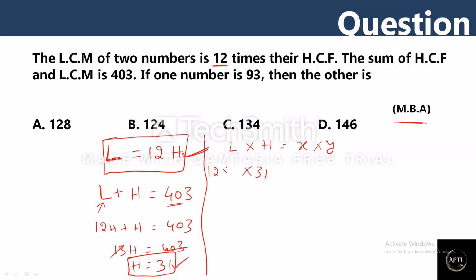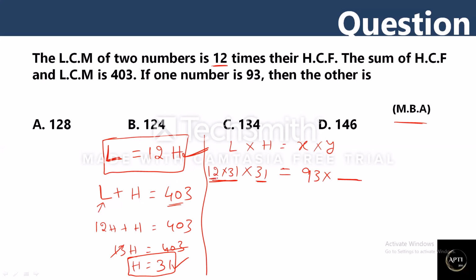12 into 31. If you want, you can multiply, or else we can cancel it out with the same value. So this is entirely LCM, and this is HCF. One number is 93 and we need to find the remaining number. Now how are you going to calculate? Is it really required to cancel the value and multiply the value? No, we'll just think smartly.